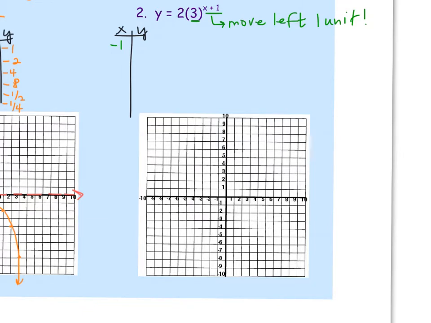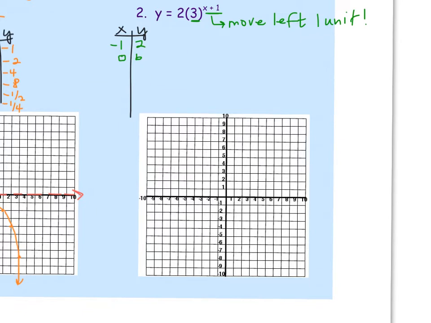-1 plus 1 for the exponent is 0, and 3 to the 0 power is 1. 1 times 2 is 2. All right, now I'm going to go to 0 and see what happens. If I plug in 0 for x, 0 plus 1 is 1. 3 to the first power is 3, and then 2 times 3 is 6. That's getting big pretty fast.